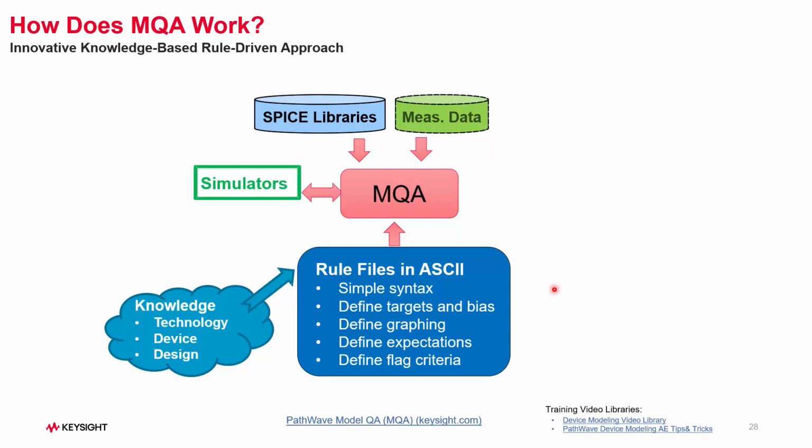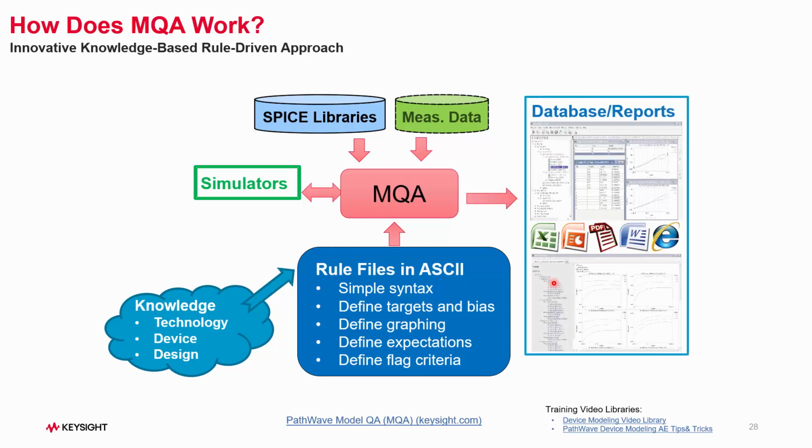MQA has the ability to auto-generate netlists and will run simulations on all your favorite simulators, or if you don't have access to that, you can use the very robust internal SPICE simulator that MQA comes with, very handy. It will run the project against all the rules files, and it will generate reports. And voila, you're ready to go.